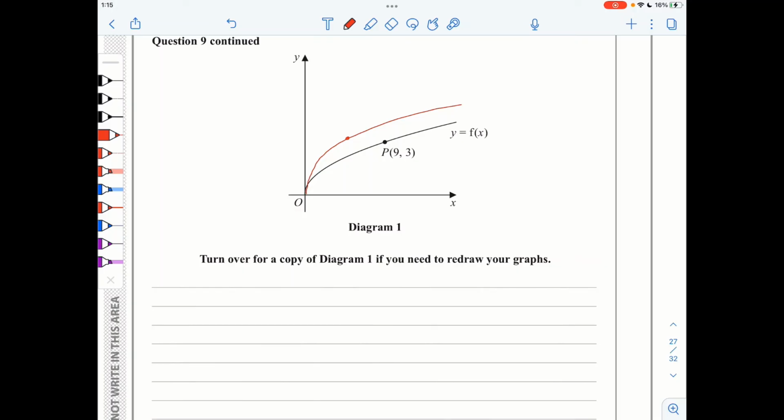So this here is the new point P. It's (4.5, 3). And this is y is f of 2x. And the graph of f of x plus 3 is going to be something like this. This is the point P(9, 6). Actually, the y-intercept is now at 3, and this is y is f of x plus 3. So these were the sketching of the transformations.